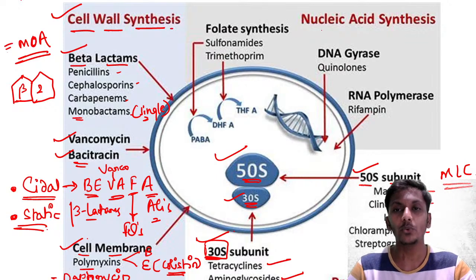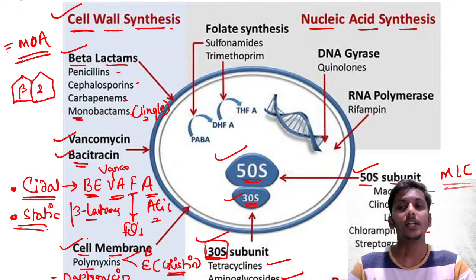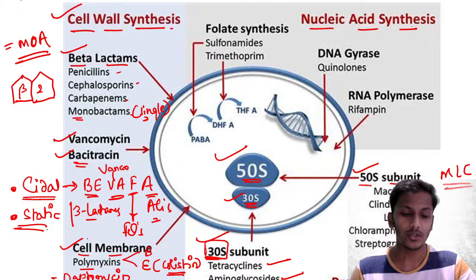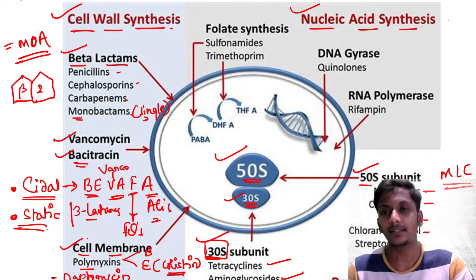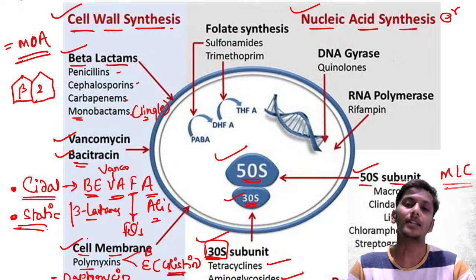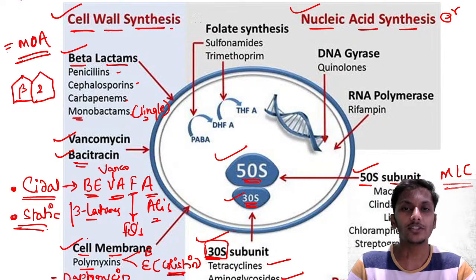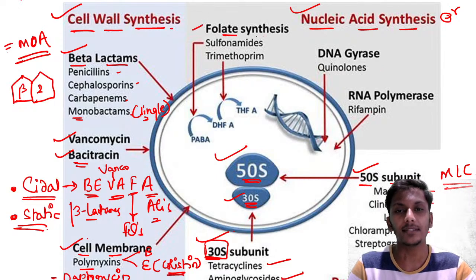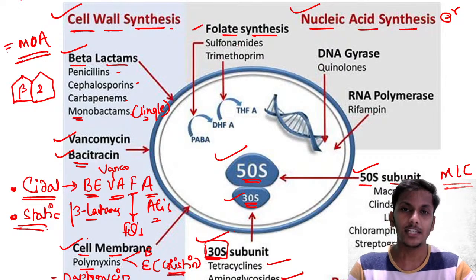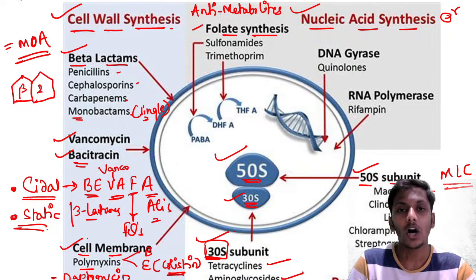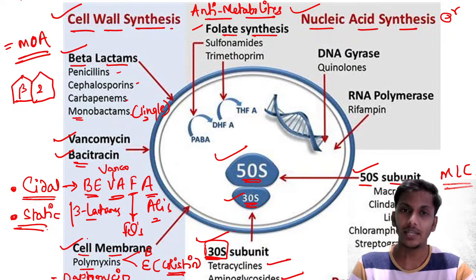Then talking about your nucleic acid synthesis inhibitors. The bacterial DNA or the bacterial RNA synthesis can be inhibited, and this is done by these nucleic acid synthesis inhibitor drugs, which are subdivided into folate synthesis inhibitors, DNA gyrase inhibitors and RNA polymerase inhibitors. First of all we'll talk about the folate synthesis inhibitors. These drugs are also known as anti-metabolites. So just remember the name, folate synthesis inhibitors are also known as anti-metabolites. Important.